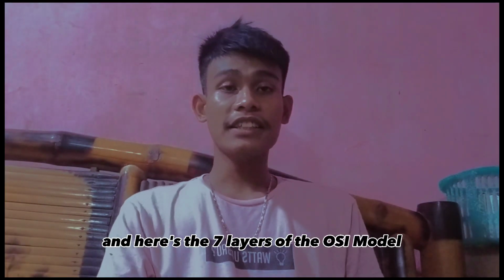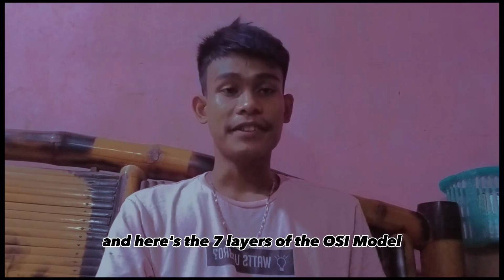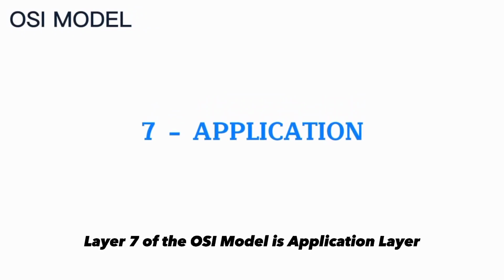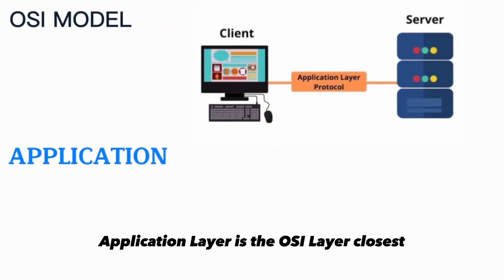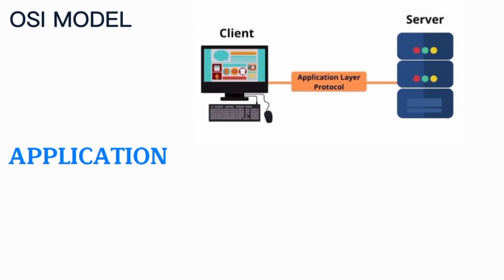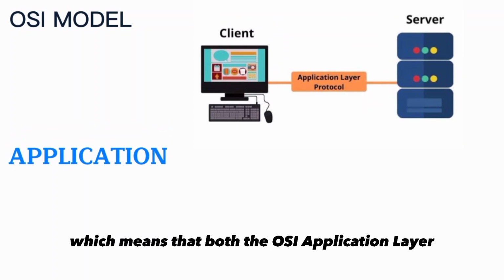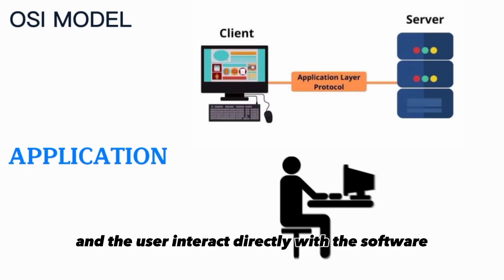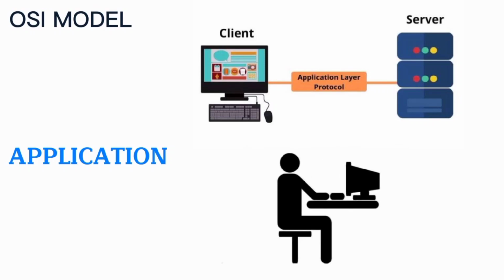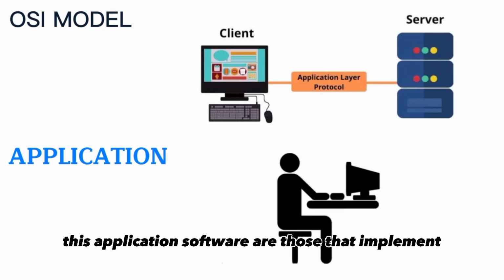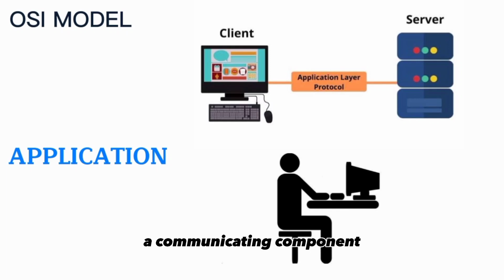And here are the 7 layers of the OSI model. Layer 7 of the OSI model is the application layer. The application layer is the OSI layer closest to the end user, which means that both the OSI application layer and the user interact directly with the software application. These application software are those that implement a communicating component.